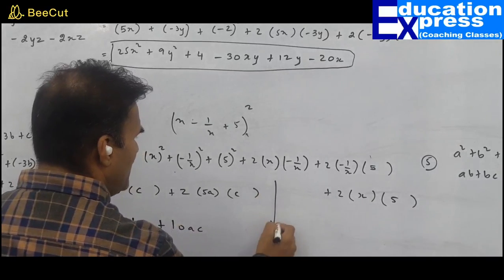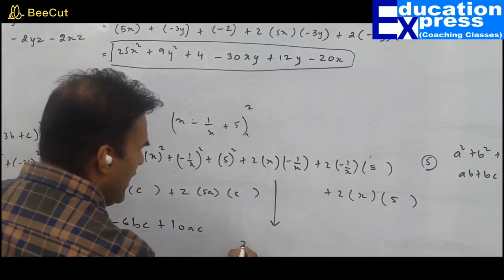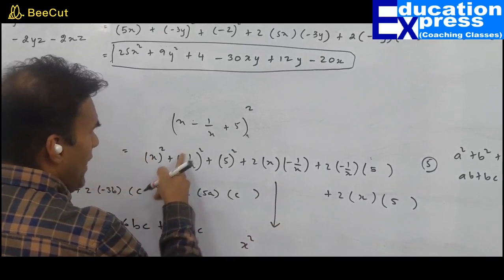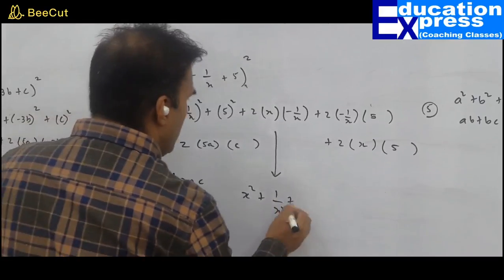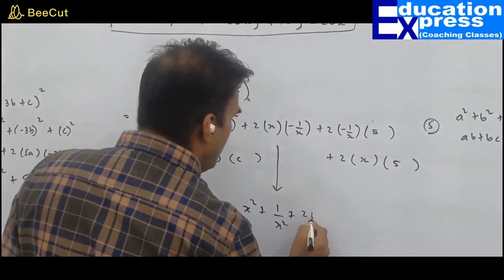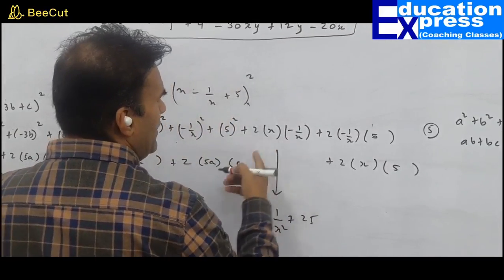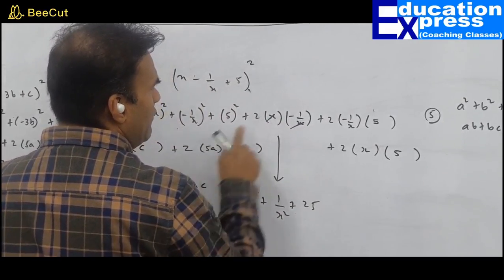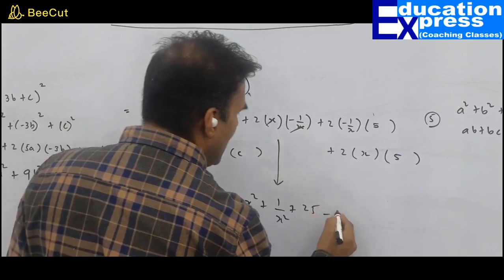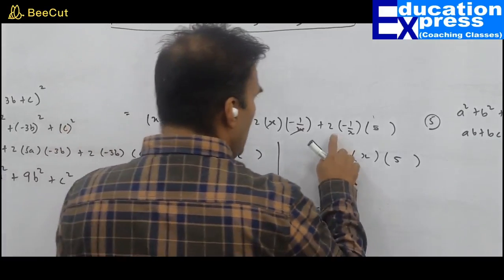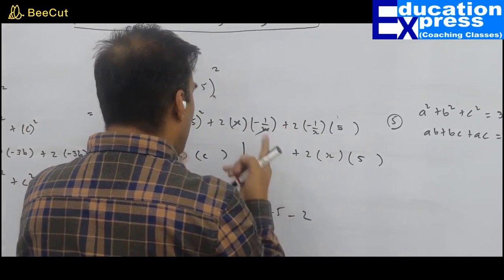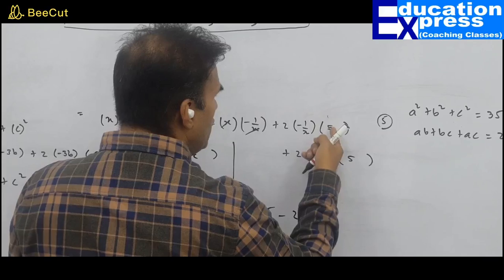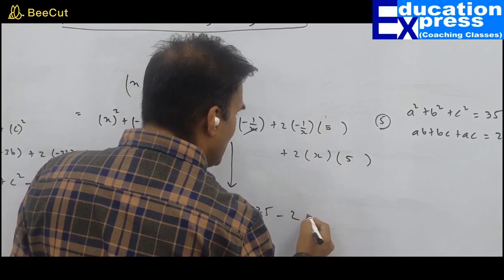So when you solve this sum, x square plus 1 upon x square, always positive, plus 5 square, 25. If you multiply this, x will get cancelled. What remains is 2 into minus 1, that is minus 2. Have a look over here. 2 into minus 1, that is minus 2. Minus 2 into 5, that is minus 10.